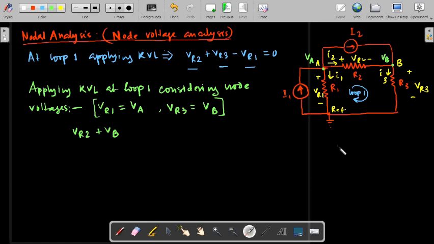Then again we traverse like this and we come to this node. This node is minus, and the voltage across it is VA, so that is minus VA, which will be equal to 0. Okay, so this is the KVL equation, and from it we can see that VR2 is nothing but VA minus VB.